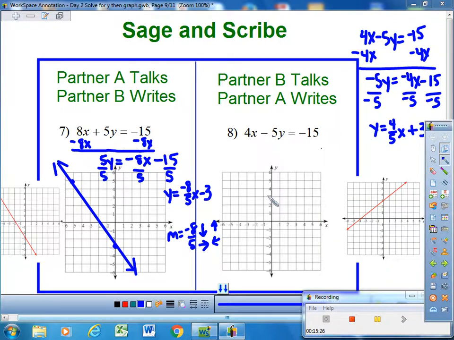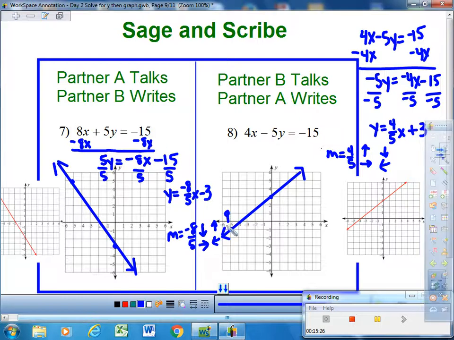So I start at 3. And my m is 4/5. So technically I'm supposed to go up and to the right. But if I can't go up, then I go down and to the left. So down 4 to the right 5. And remember, always check slope dude. If you tell me that your slope is a positive 4/5, slope dude should be over here saying puff puff positive. And he is.